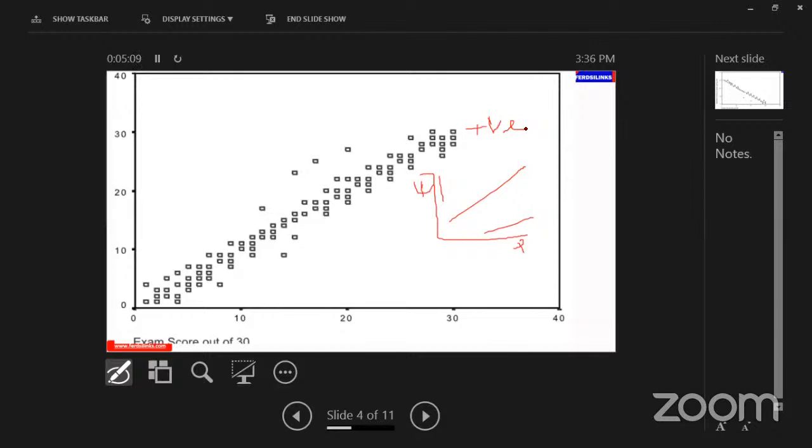For instance, somebody who has gone to school is more likely to score higher, maybe on an intelligence quotient test, right? Yes. So which means schooling and passing the exams are related. So this is a positive relationship.